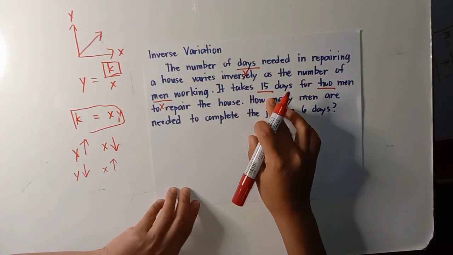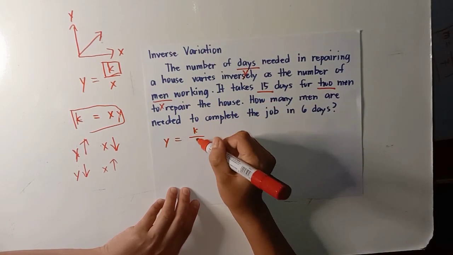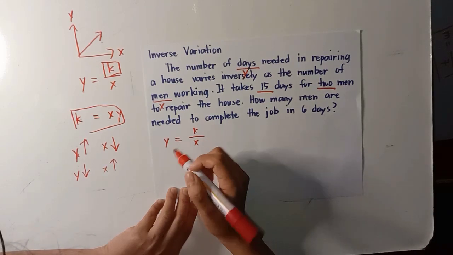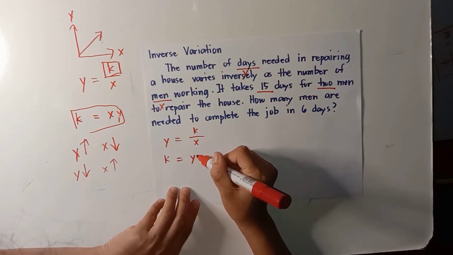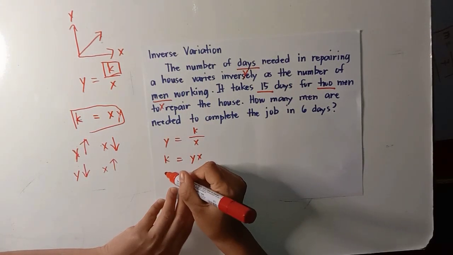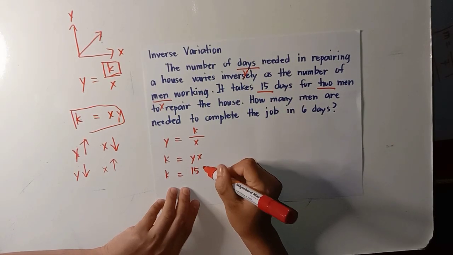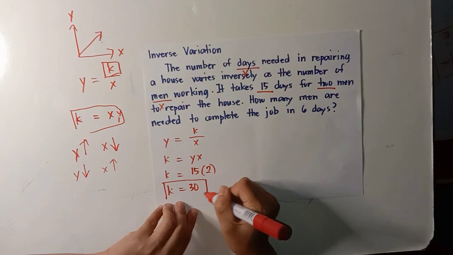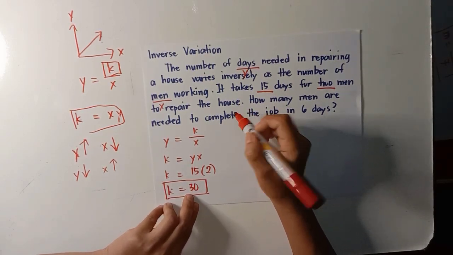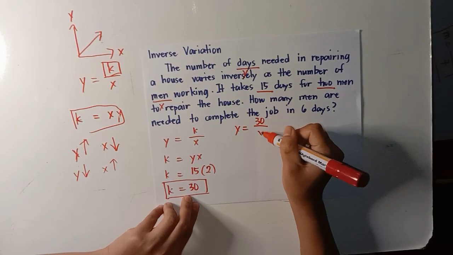So y equals k over x. So in order to solve k, we will just multiply y times x. K equals 15 days times 2 men. Therefore, k is equal to 30. So our new equation is y equals 30 over x.